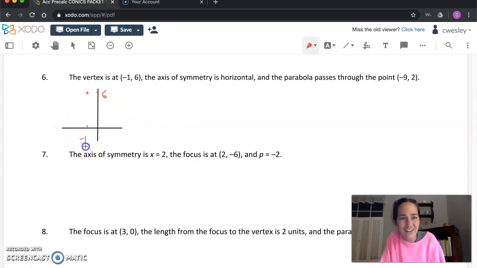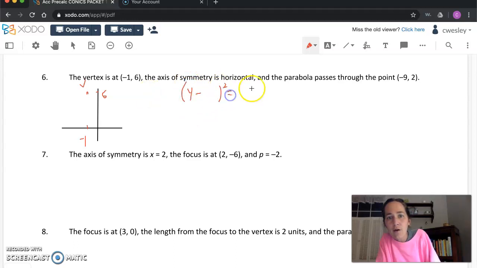Okay, so -1. The axis of symmetry is horizontal. That's good information because now we know y is the squared variable here. So it's going to be a y minus k, quantity squared of 4p and an x minus h. And we do know the vertex, right? -1, 6. So y minus 6 squared, x minus -1 squared, so plus 1, and not squared on that side. 4p is going to go here, and we've got to get p.